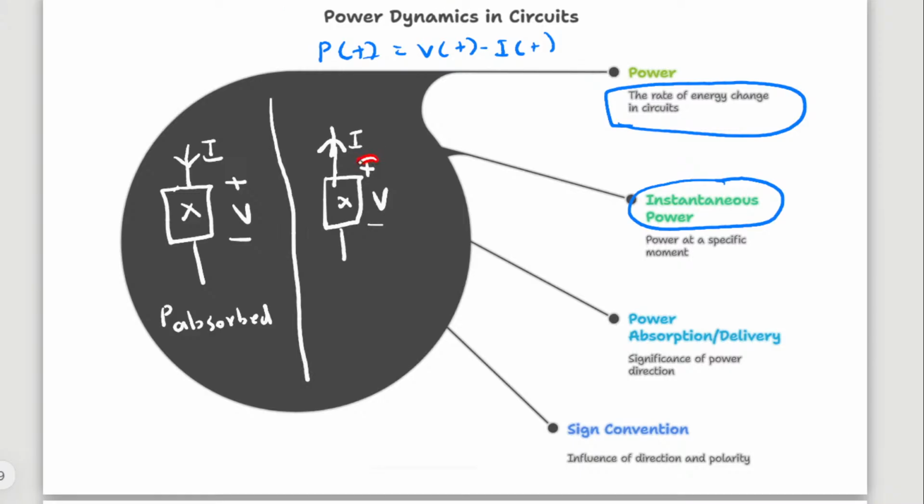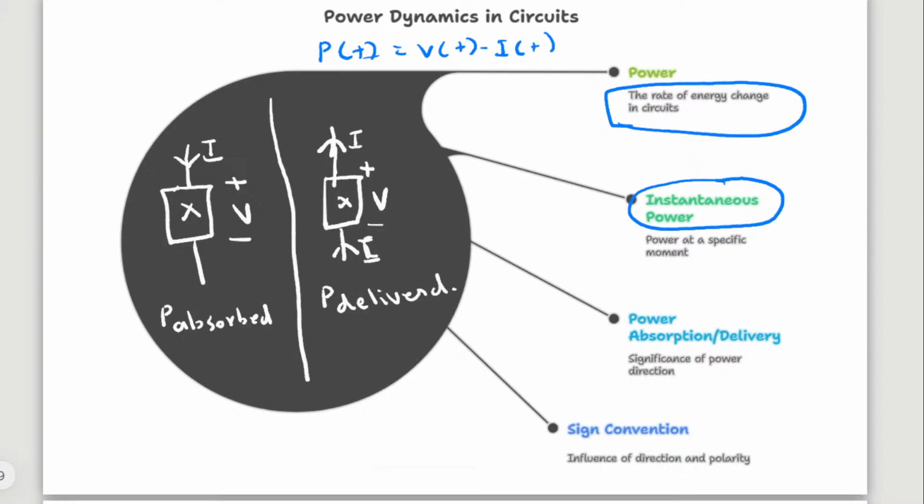Now in the second case, just look at the polarity. Don't think about the magnitude of voltage and current. Here it is negative, here it is positive, and what is the direction of current? The direction of current is away from the positive side. So here current is entering the negative side, or current is leaving the positive side. In this case, we define power delivered.